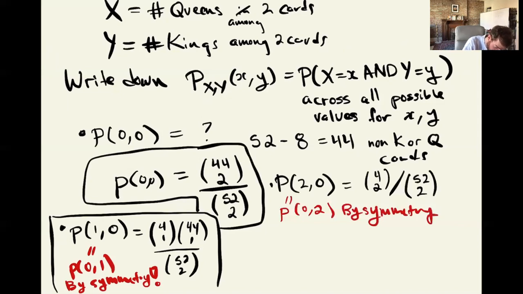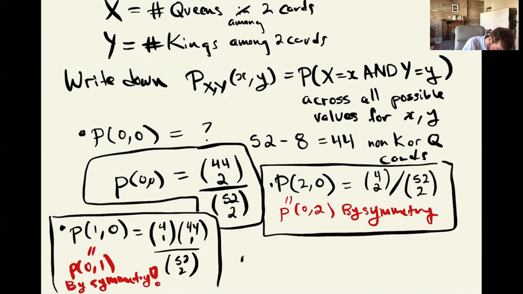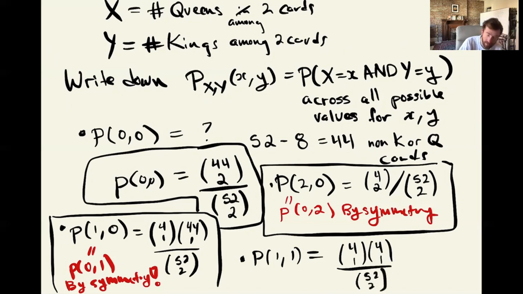And so now we're left with the last quantity of interest, which is: what's the probability of 1 queen and 1 king? And again, we choose one of the queens, we choose one of the kings, and then we divide by the space of possible 2-card draws from our 52-card deck. And that's it. This completely determines the PMF of these 2 joint random variables.